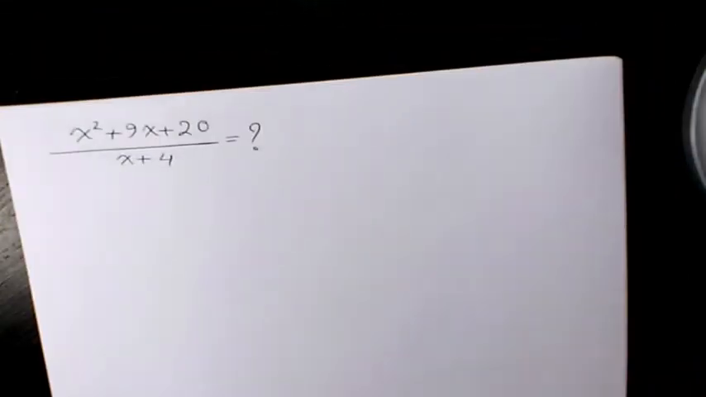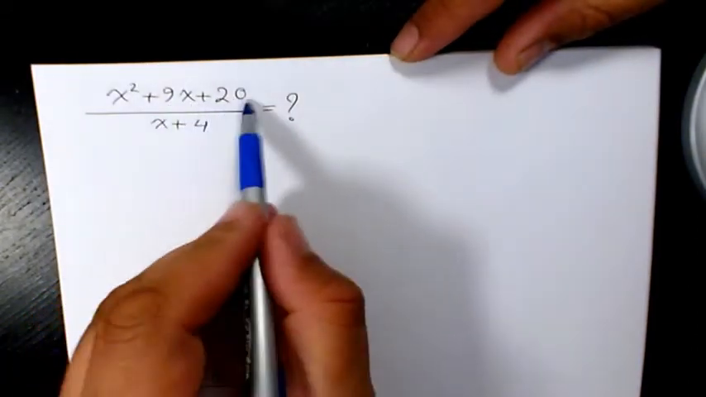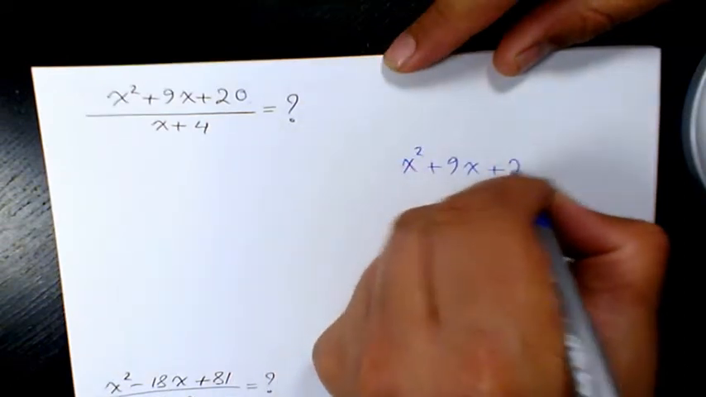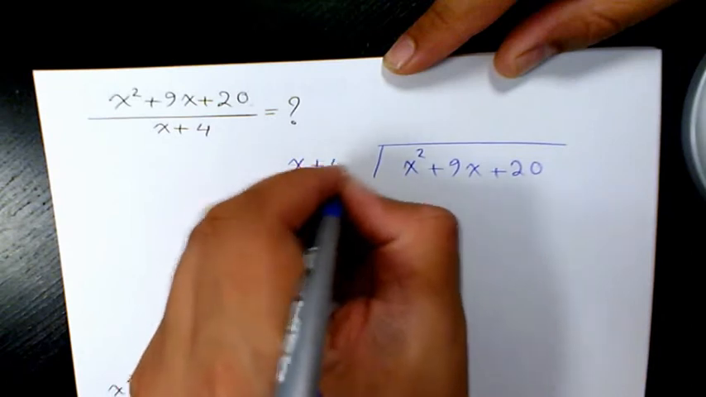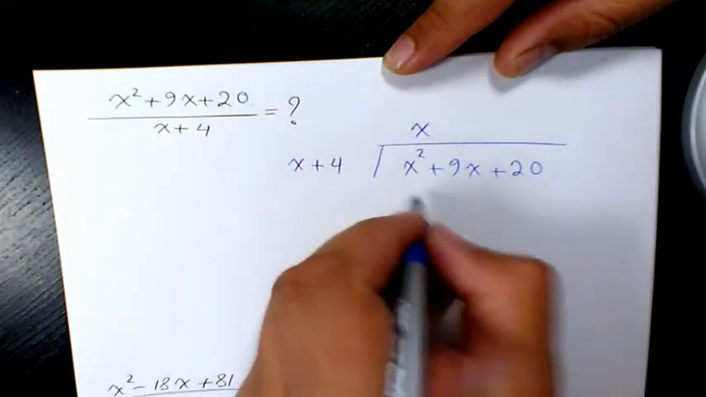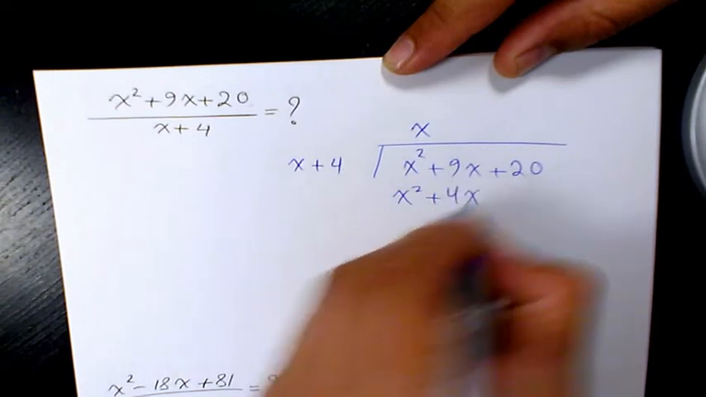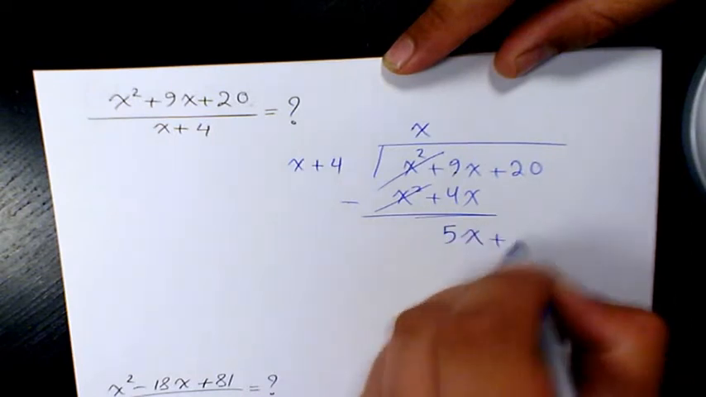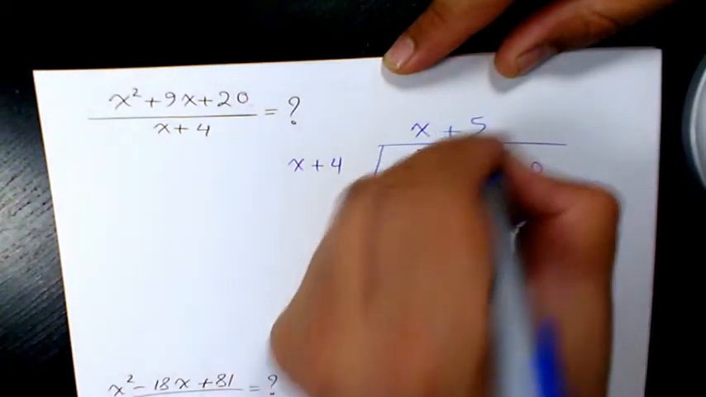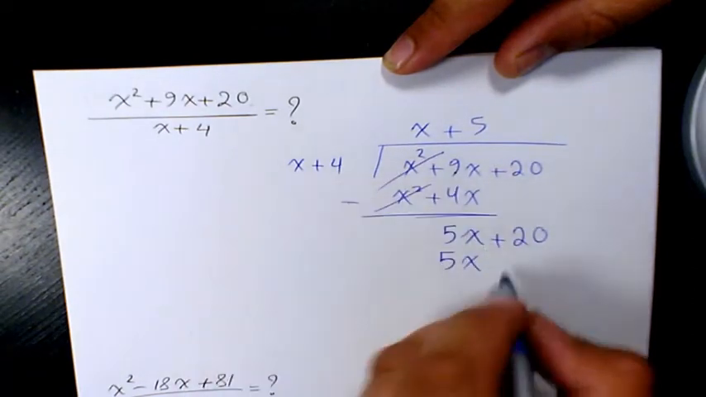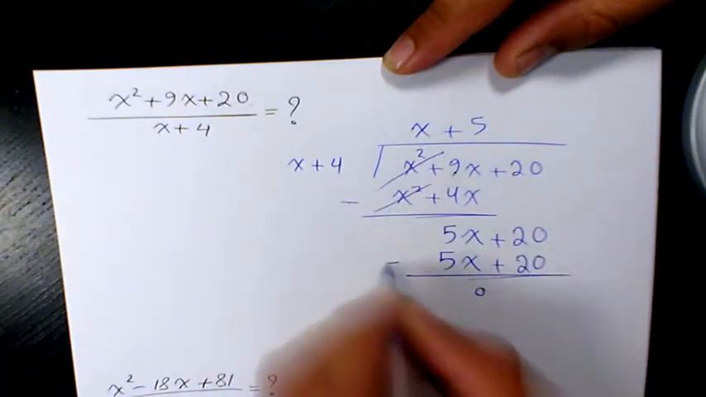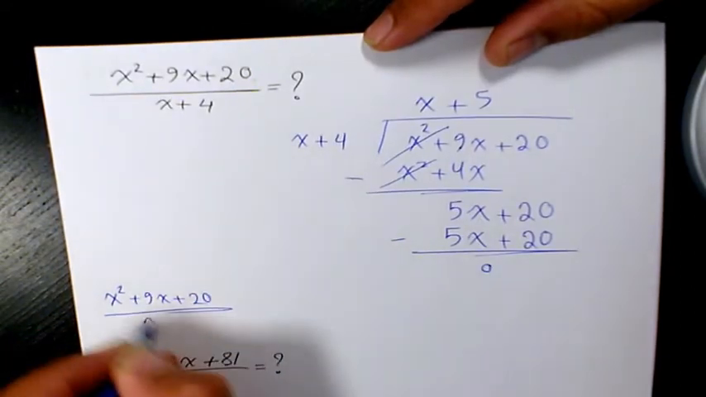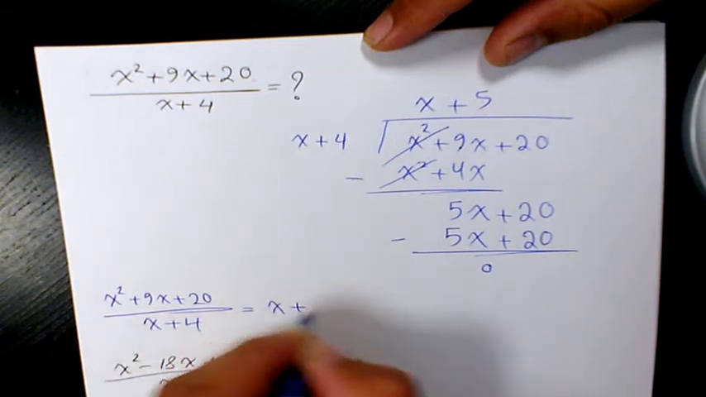Next example. x squared plus 9x plus 20 divided by x plus 4. x squared divided by x is x. x times x, x squared. x times 4, 4x. When you subtract it, these two cancel out. 9x minus 4x is going to be 5x. You bring 20 down. 5x divided by x is going to be 5. 5 times x, 5x. 5 times 4, 20. And when you subtract it, it's going to be 0. So you're going to say x squared plus 9x plus 20 divided by x plus 4 equals x plus 5.